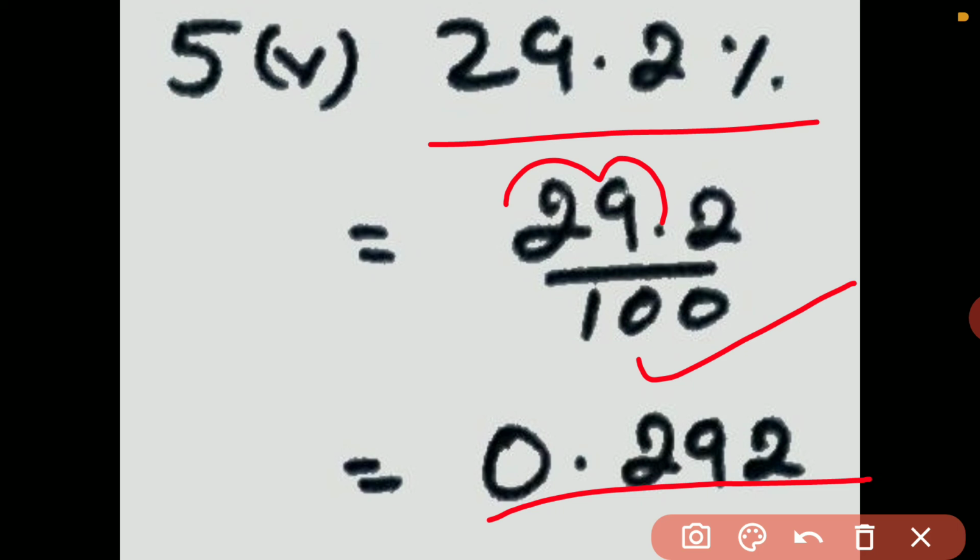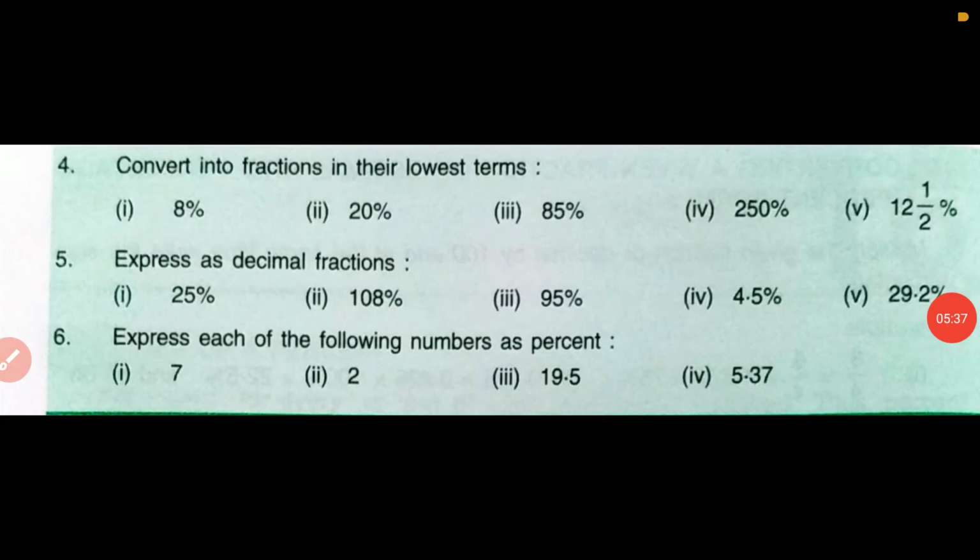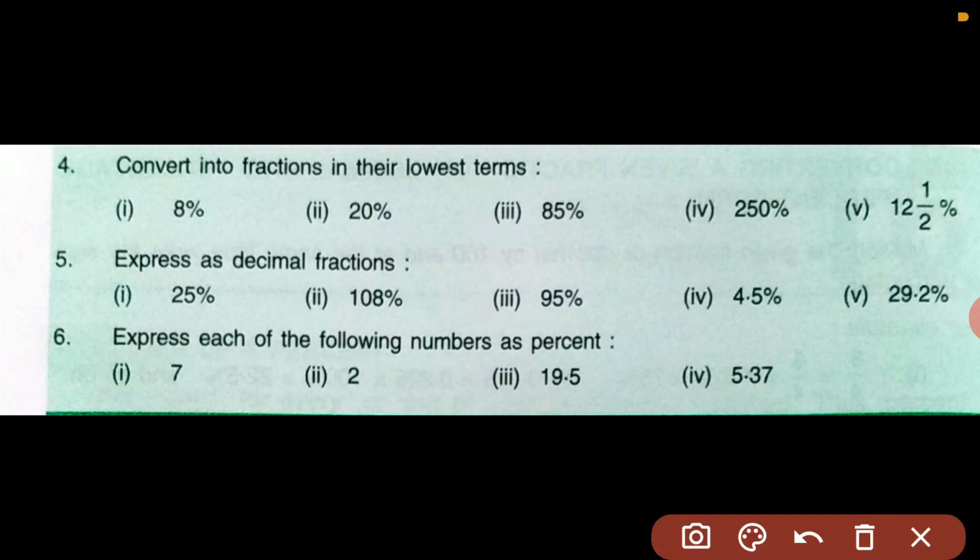Now we can do question number 6. Coming to the last question of exercise 16A, question number 6. So express each of the following numbers as percent. So a number is given, we have to convert it into percent, like numbers 1, 2 and 3. That means I need to multiply it by 100. Okay, let us see how it is done.